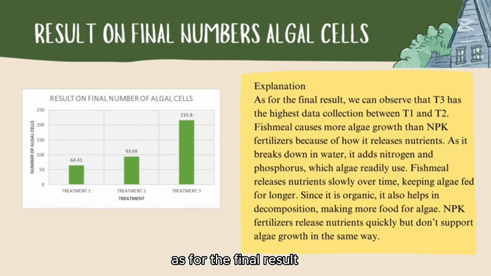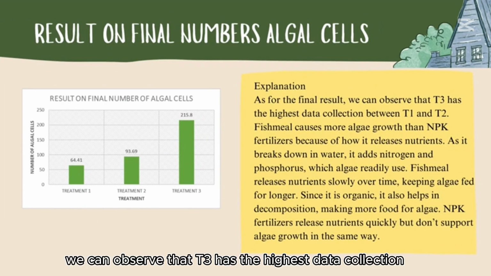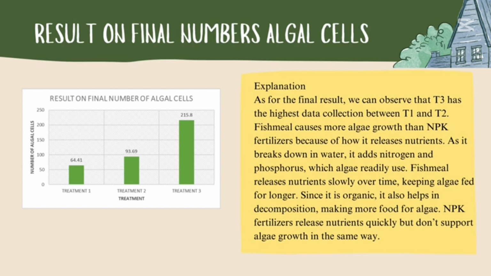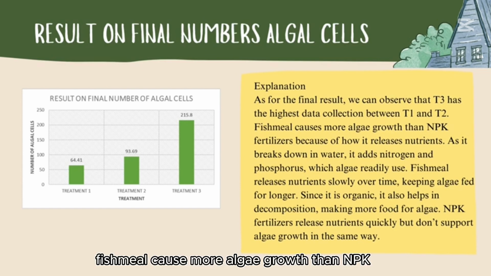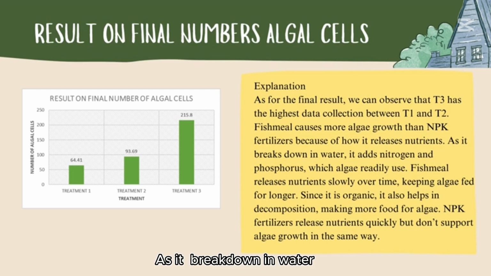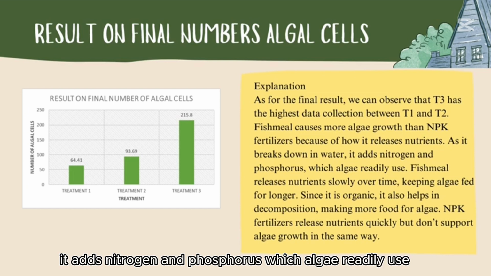As for the final result, we can observe that T3 has the highest data collection compared to T1 and T2. Fish meal causes more algae growth than NPK fertilizer because of how it releases nutrients. As it breaks down in water, it adds nitrogen and phosphorus which algae readily use.